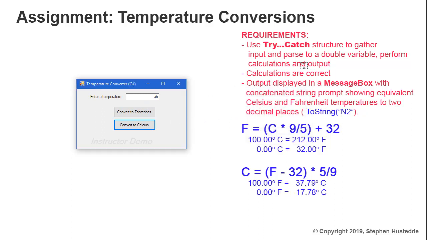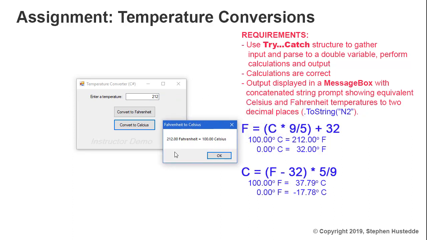Make sure your calculations are correct. Here's your test data, and the output is displayed in a message box with the concatenated string, as we saw. Both the Fahrenheit and the Celsius values have 2 decimals in that concatenated string.